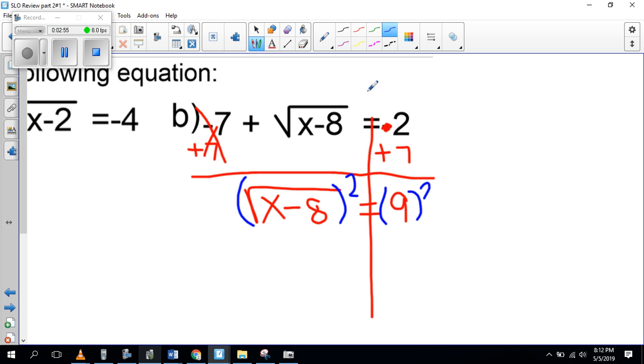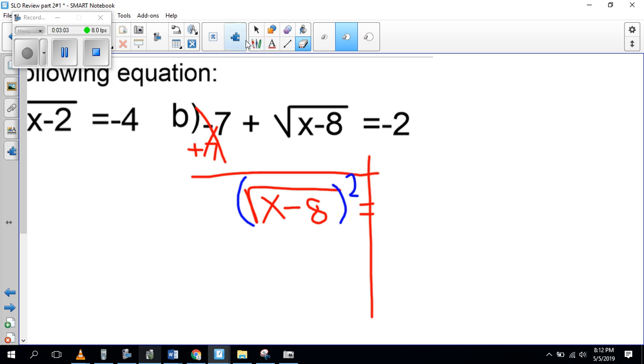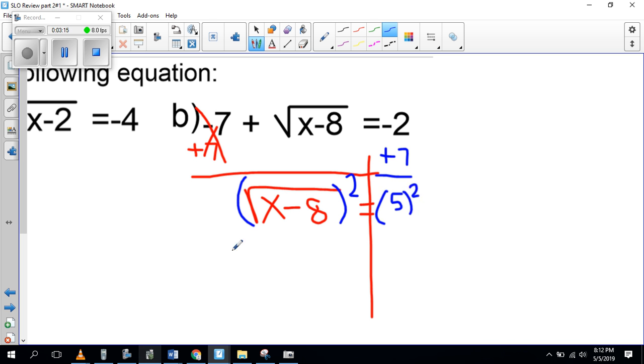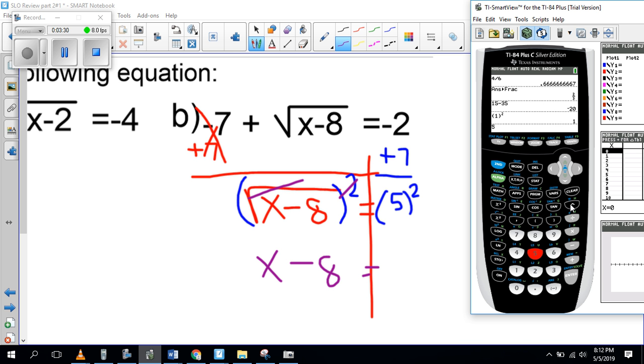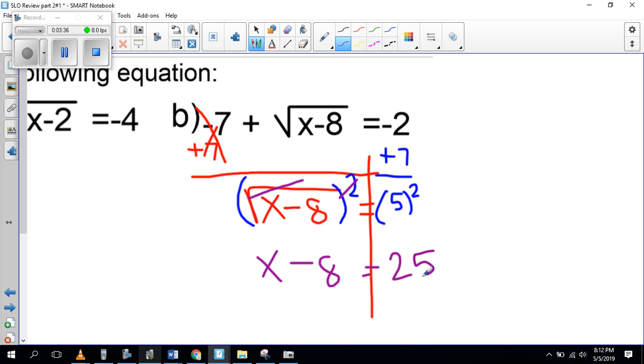Well, it doesn't matter. It would have worked the other way too. I apologize, guys. Let's leave it as negative 2. Negative 2 plus 7 would have given us 5. And then if we square that, so now let's look at this. These would cancel out, leaving us with x minus 8, and then 5 to the second power. That's what we'll put in our calculator. 5 to the second power is going to give us 25. So it was right the way it was.